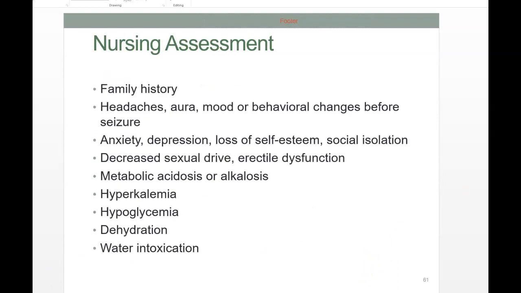We also want to do a family history. Do they have a history of headaches, aura, or mood or behavioral changes before a seizure? Do they have any anxiety, depression, loss of self-esteem, social isolation? Decreased sexual drive, erectile dysfunction. Do they have any metabolic acidosis or alkalosis? Hypokalemia, hypoglycemia, dehydration, or water intoxication, which can all cause seizures.